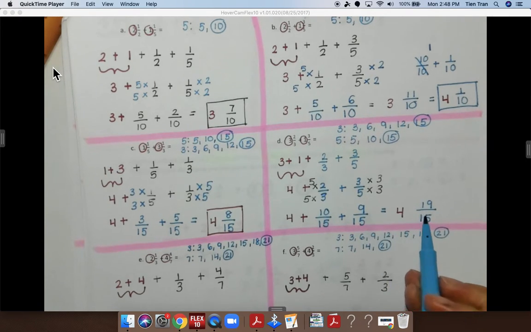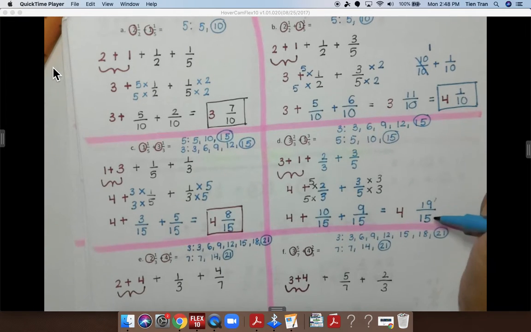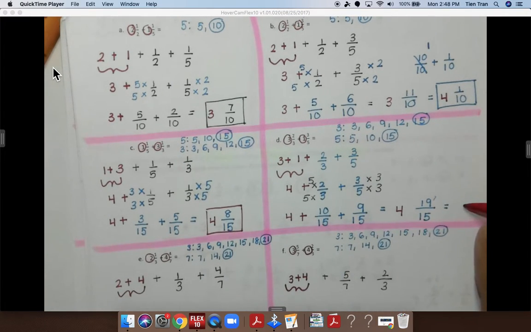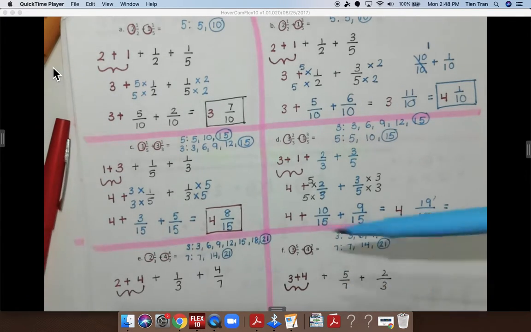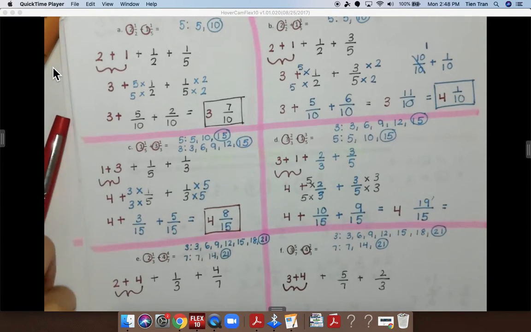So I noticed that this number could be reduced because 19 is bigger than 15. My numerator is bigger than my denominator. So what I'm going to do is make sure that I fix that. So I have 4. So 19 can go into 15 one time, right? So I'm going to break this up so you guys can see it better actually.